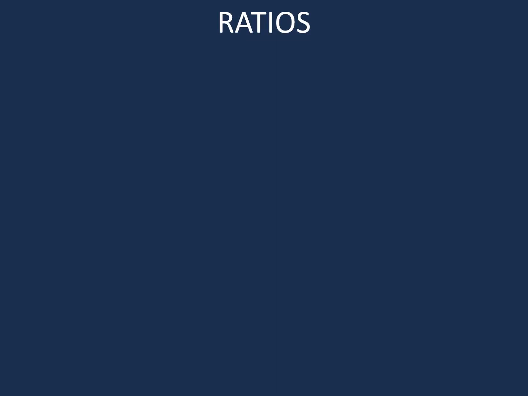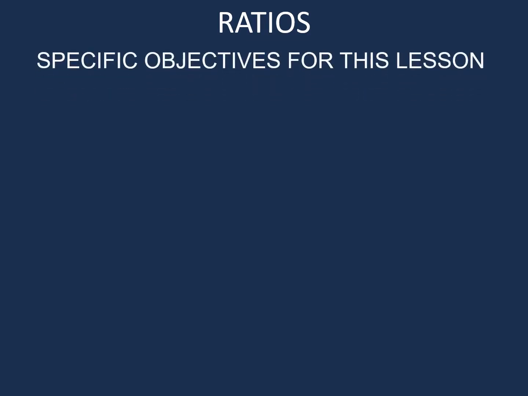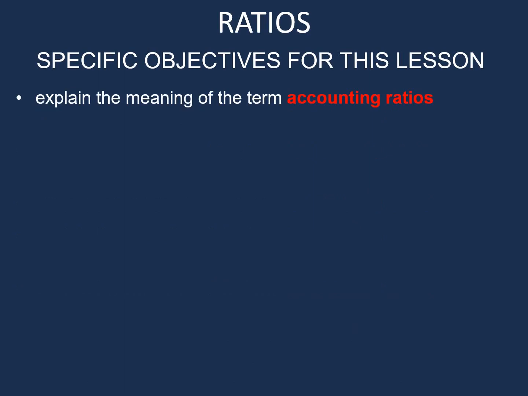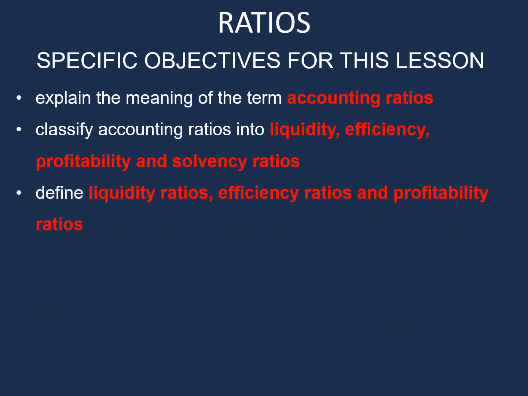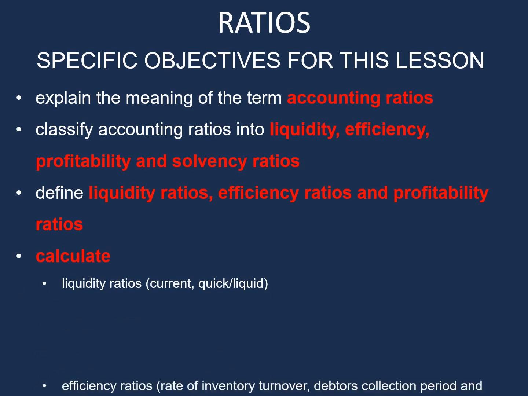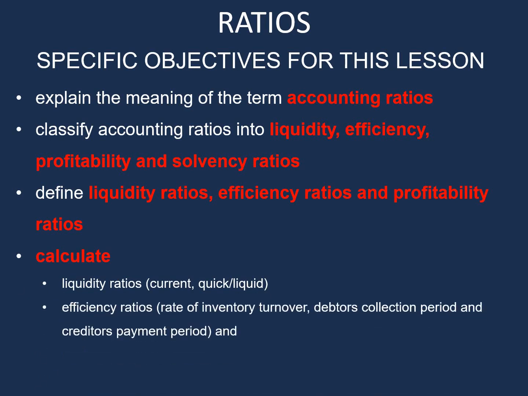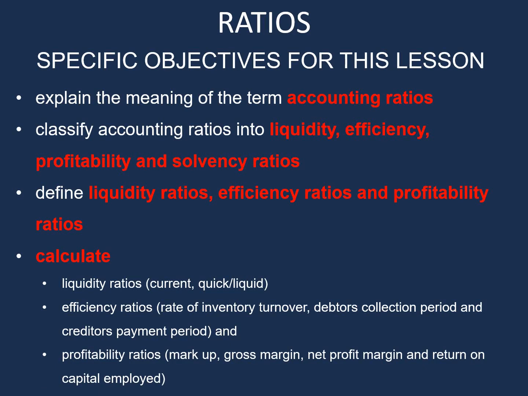In this lesson, we will have a look at ratios. The specific objectives for this lesson are to explain the meaning of the term accounting ratios, to classify the accounting ratios into liquidity, efficiency, profitability, and solvency ratios, to define liquidity ratios, efficiency ratios, and profitability ratios, to calculate the liquidity ratios, efficiency ratios, and profitability ratios.